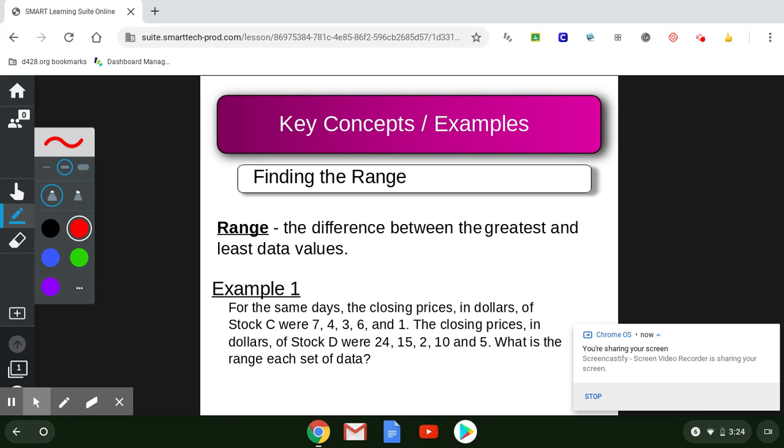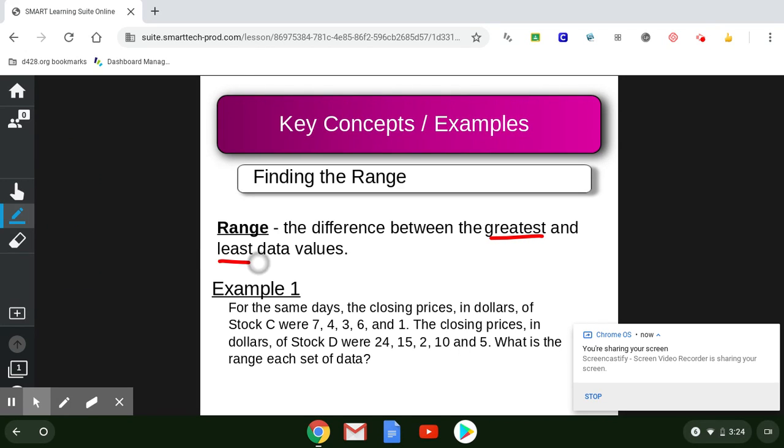Range is the difference between the greatest and the least data values. So the largest and the smallest number. Remember that the word difference means an operation. It actually means to subtract. So I'm going to take the largest number in the list and subtract the smallest number in the list, and it's going to tell me how much the data varies from the largest to the smallest.